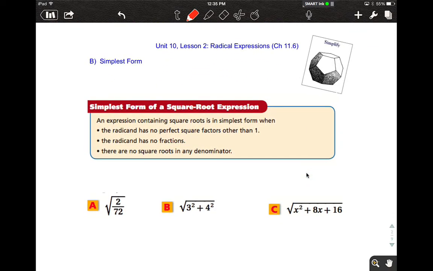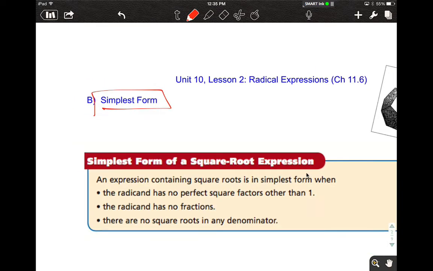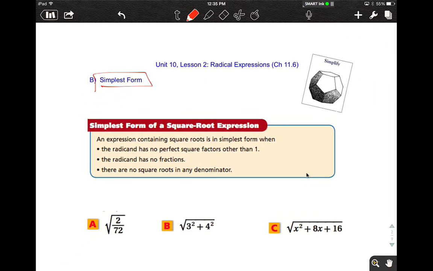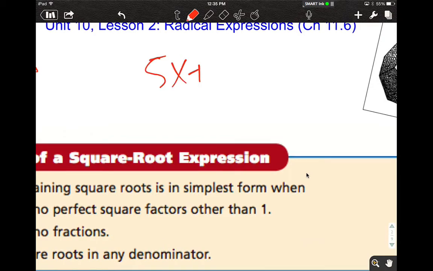This is going to be a very big concept of this particular lesson: what does it mean to be in simplest form? We can simplify lots and lots of different types of expressions. We would never leave 5x plus 2x as our answer if it says to simplify, because we can put that together.